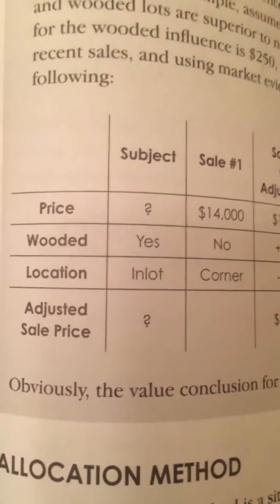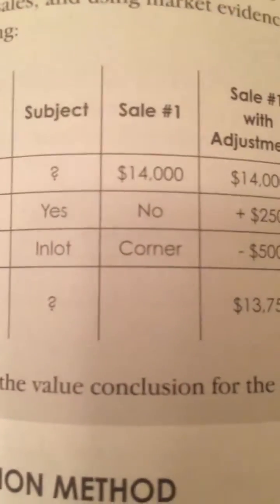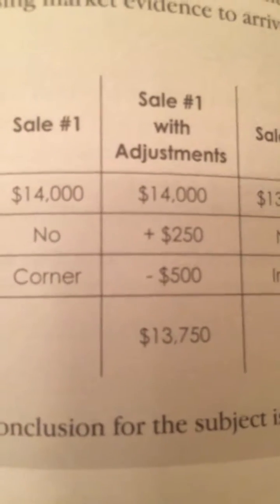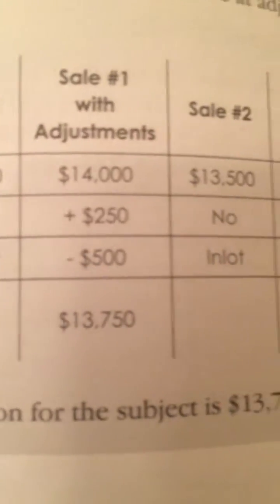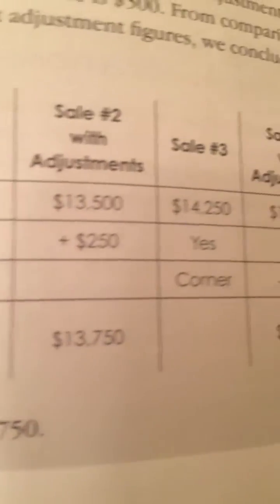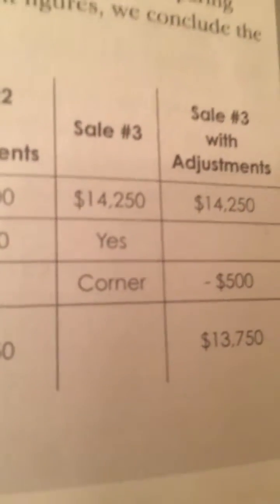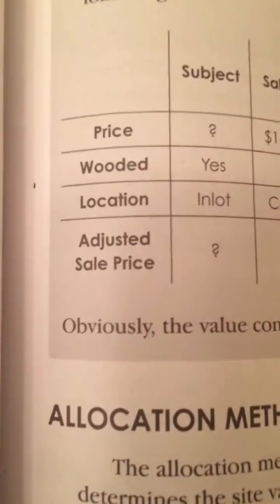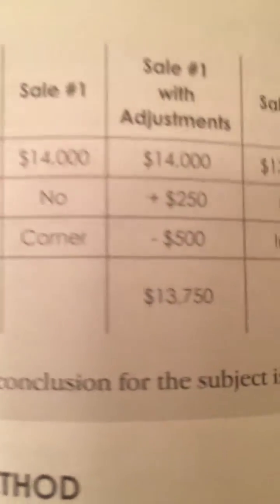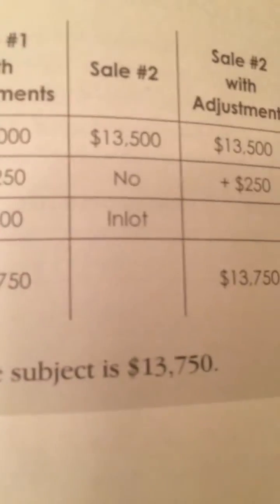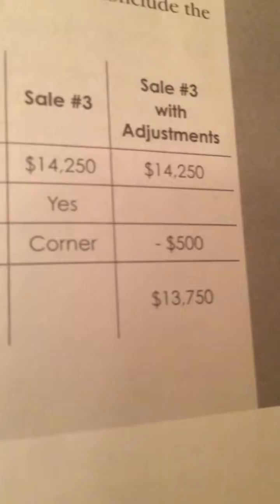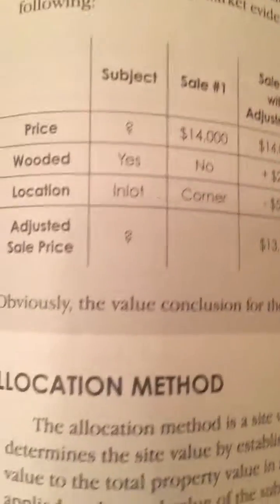Wooded section. Subject is, yes, it's wooded. Sale number 1, no, it's not wooded. So you adjust the comp, you add $250. Sale number 2 is not wooded. Add $250. Sale number 3, yes, it is wooded. No change. Location, the subject is an in-lot. Sale number 1 is a corner lot, so you have to minus $500. Sale number 2 is an in-lot, no adjustment. Sale number 3 is a corner, so you have to minus $500.